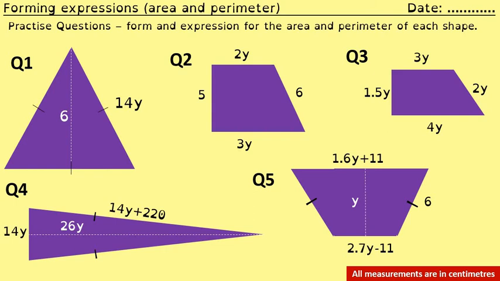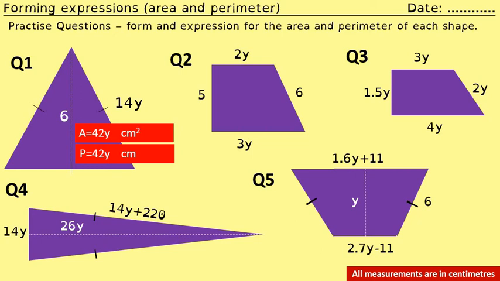Okay, so question 1 is an equilateral triangle. So to find its area, we're still going to do a half times base times height. You can see here that I've shown you the perpendicular height is 6 and the base would be 14y. So we're going to be doing a half times 14y times 6, which gives us 42y. And then for our perimeter, we just need to do 14y plus 14y plus 14y. Alternatively, you could do 14y multiplied by 3 to give you 42y. So this is a really interesting shape where the area expression and the perimeter expression are the same. That's quite an unusual result.